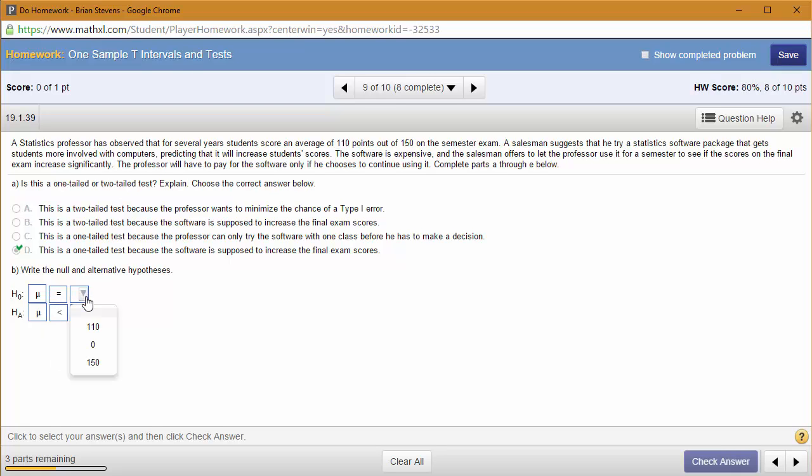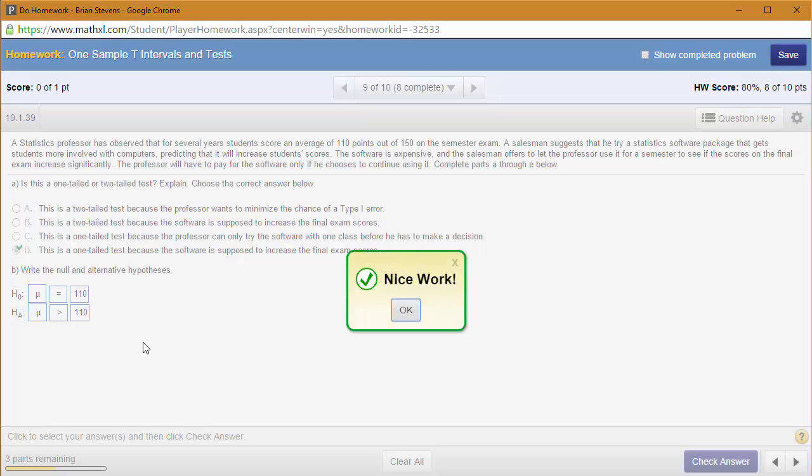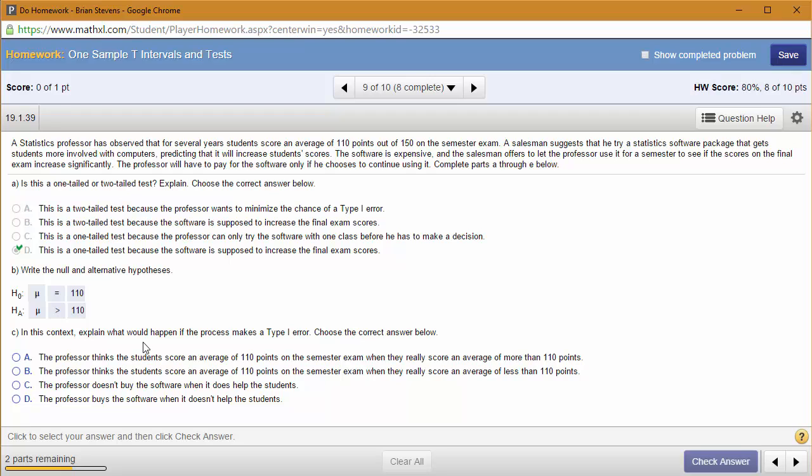What he wants to test against is, if there's no change, like if this software doesn't help, they will still get a 110. But if this software does help, then there'll be evidence that the true mean is greater than 110. If it really is helping, we would think we'd find evidence. So this is an excellent question. Good practice. And if you can get this question right, you probably understand how to write nulls and alternatives. You should understand why to put the mu in there because we're testing the true mean, where p would be testing the true proportion.